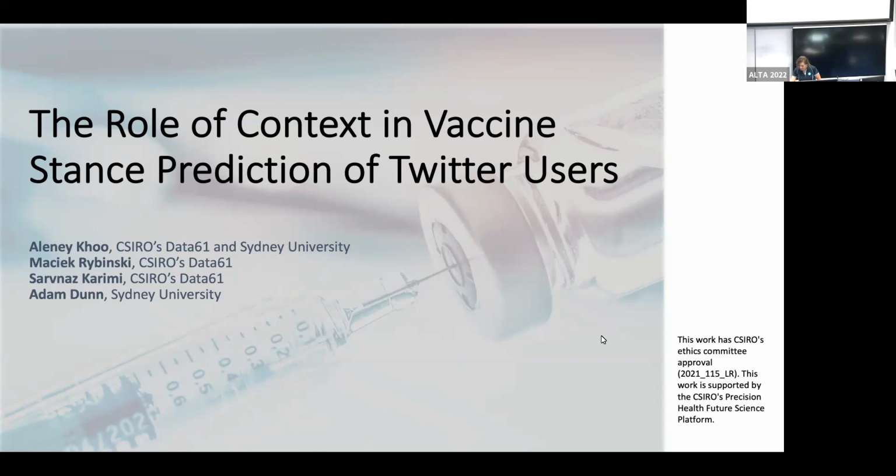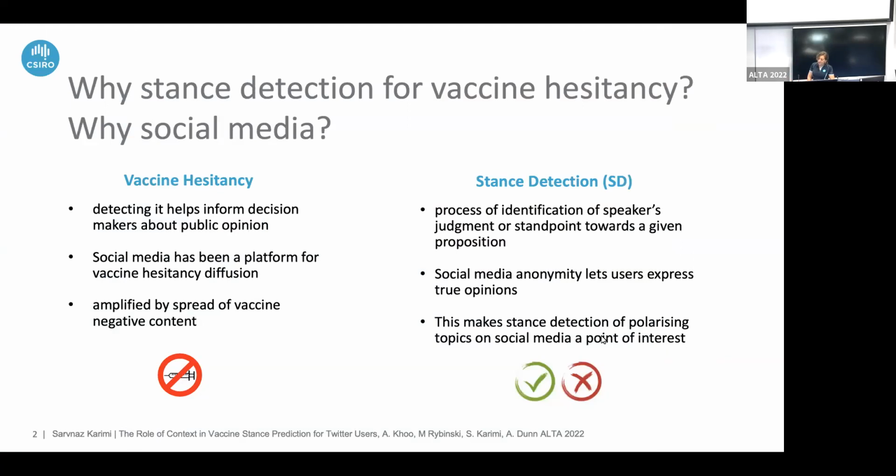So what's this work on? In this work, we're looking at stance detection for vaccine hesitancy from social media. Vaccine hesitancy is basically defined as refusal or delay in acceptance of a vaccine, even if it is available. And it is known that the content that is shared on social media, especially negative content, could have an effect on how people form opinions about certain vaccines.